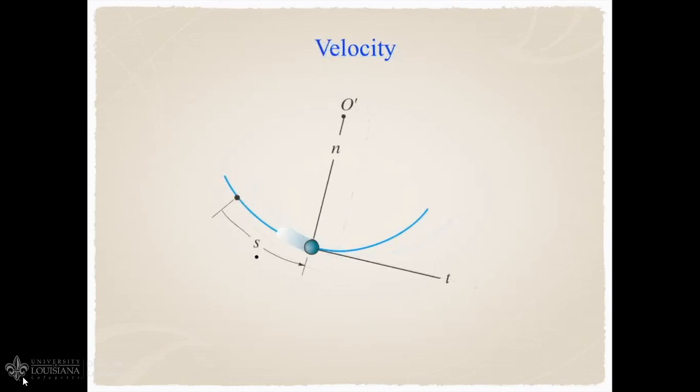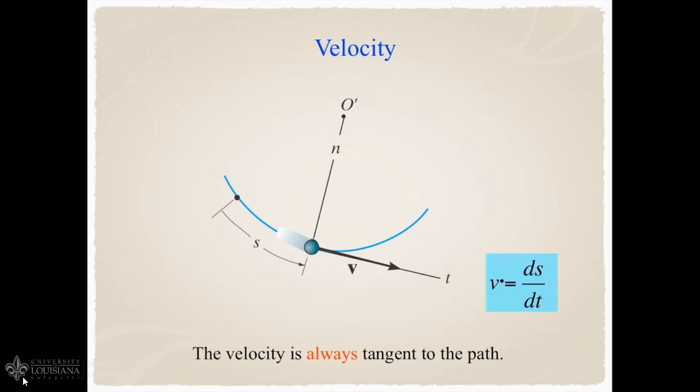If I'm able to find the time rate of change of the position coordinate, then I'll be able to define the velocity of the particle. That velocity vector will always be tangent to the path, and we can find it using this key equation. v is equal to ds/dt. Same equation we used before for rectilinear kinematics.